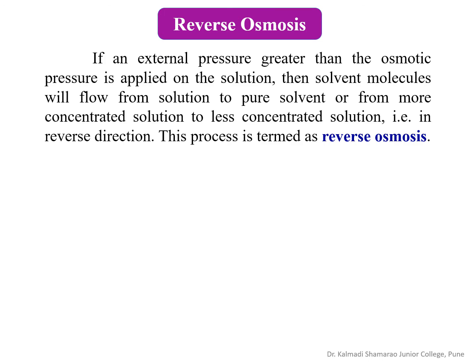The direction of osmosis can be reversed by applying a pressure larger than the osmotic pressure. If an external pressure greater than the osmotic pressure is applied on the solution, then solvent molecules will flow from solution to pure solvent or from more concentrated solution to less concentrated solution, that is, in the reverse direction. This process is termed as reverse osmosis.